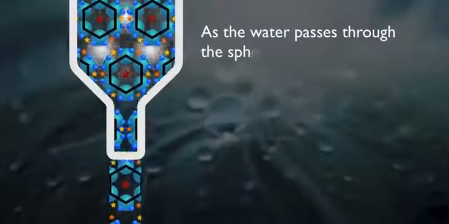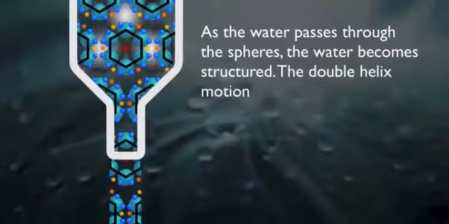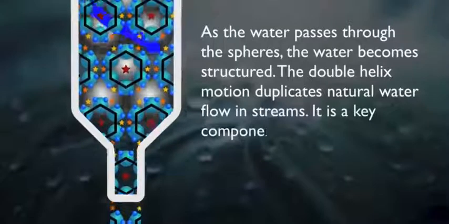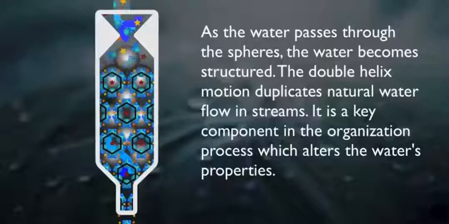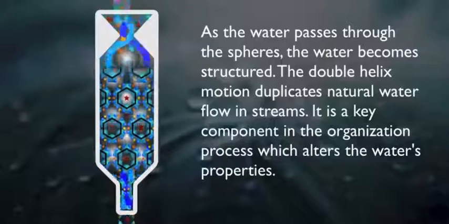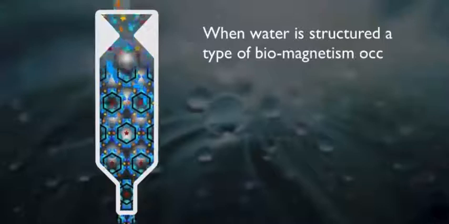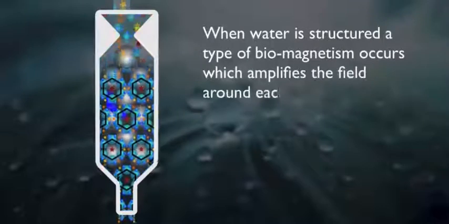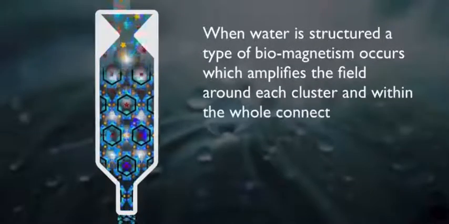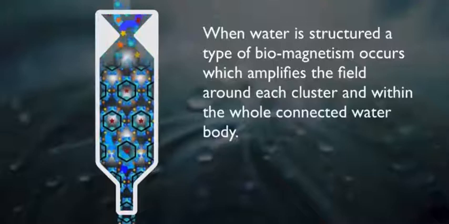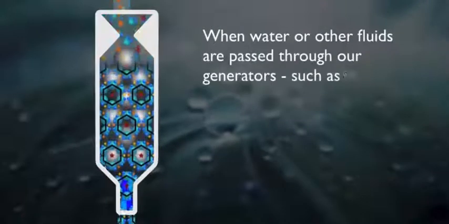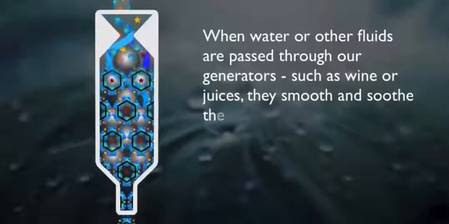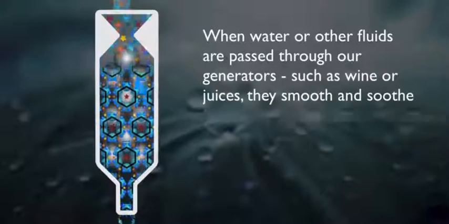As the water passes through the spheres, the water becomes structured. The double helix motion duplicates natural water flow in streams. It is the key component in the organization process which alters the water's properties. When water is structured, a type of biomagnetism occurs, which amplifies the field around each cluster and within the whole connected water body. When water or other fluids are passed through our generators, such as wine or juices, they smooth and soothe the taste and texture of the fluid.